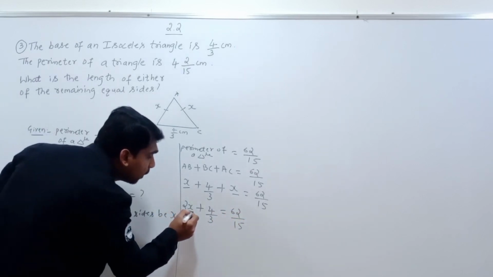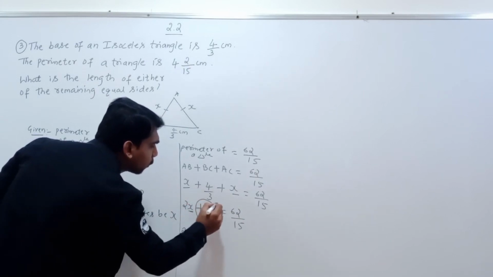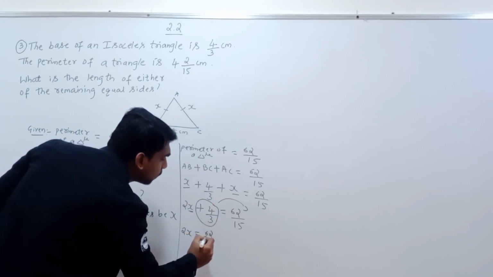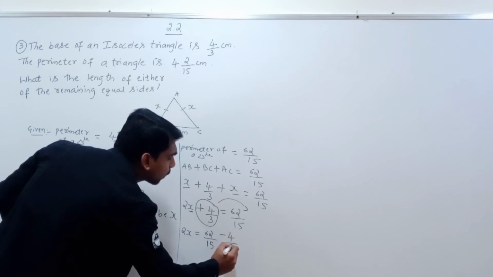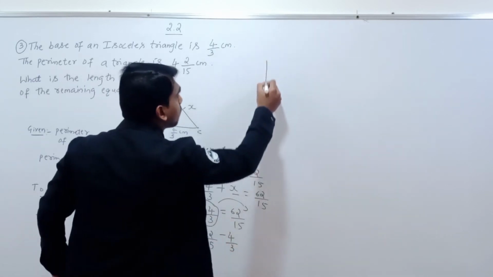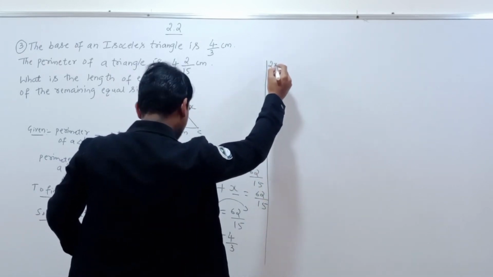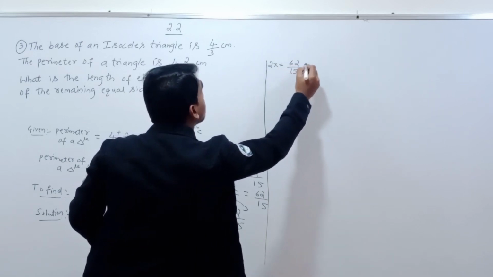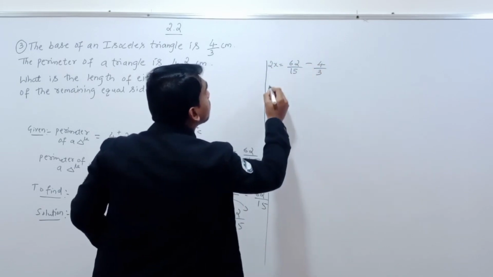Here we have to find the x value. So 2x. First we will shift plus 4 by 3 to the right side. 2x equal to 62 by 15 plus 4 by 3 will become minus 4 by 3. Now we have got 2x equal to 62 divided by 15 minus 4 divided by 3.